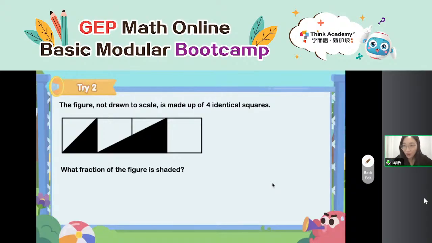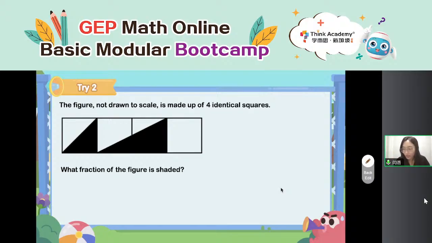Now it's your turn, everyone. I will give you 20 seconds to try to figure out the answer by yourself, okay? If you have blank paper, try to draw something by yourself. The figure, not drawn to scale, is made up of 4 identical squares. Attention, 4 identical squares. That means 4 equal squares, 4 same squares, okay? And then, what fraction of the figure is shaded? Have a try.